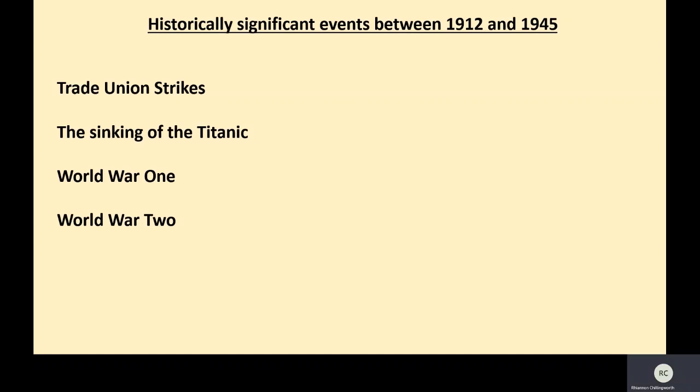Now, around 1912, and a bit before 1912 as well, there was the beginnings of this idea of a trade union. A trade union is an organisation that you can join as a worker, and that union supports you, and works on your behalf to protect your rights.